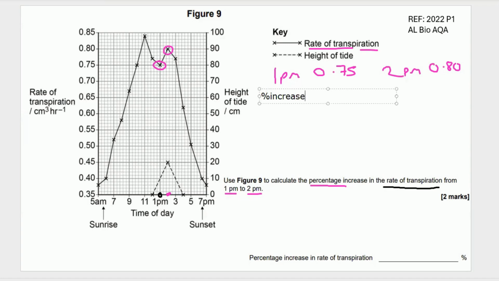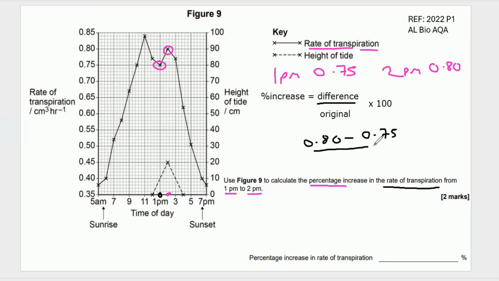It doesn't really matter whether you do 0.75 minus 0.80, whatever. We know it's a percentage increase, it tells us, so it's going to be a positive answer regardless of whether we get a negative one. So work out the difference. You can do that by going 0.8 minus 0.75 and then divide that by the original, which in this case is 0.75. So what is the percentage increase?